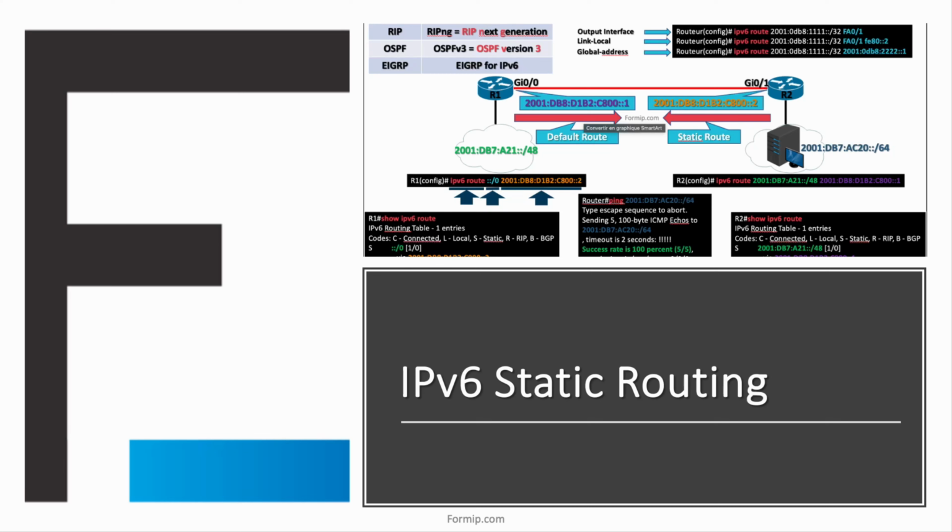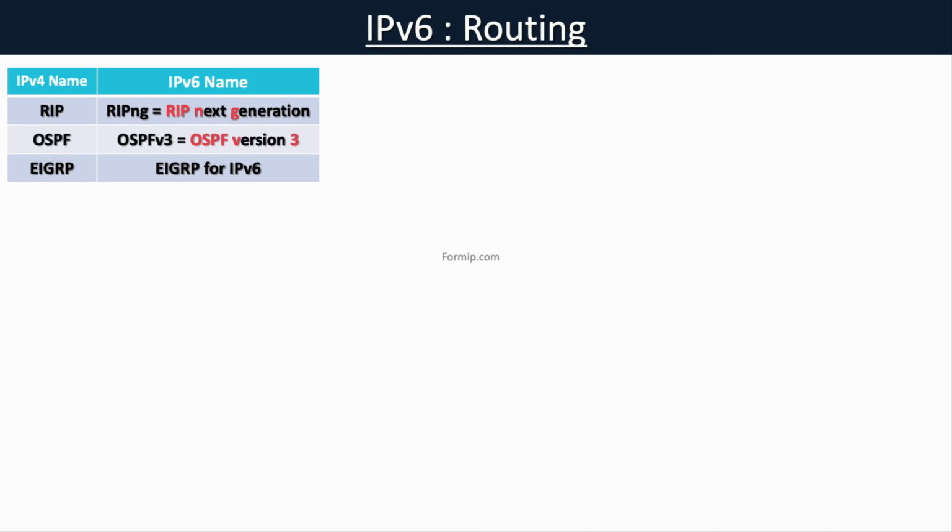IPv6 static routing. To support IPv6, all IPv4 routing protocols had to make some changes. For example, they need to support longer addresses and prefixes. They still retain a lot of the functionality from before. For example, the IPv6 RIP routing protocol is still a distance vector protocol, which uses the number of hops as a metric, for a maximum of 15 hops.